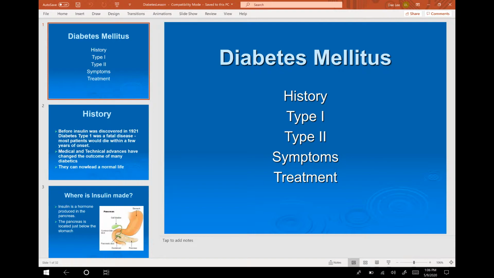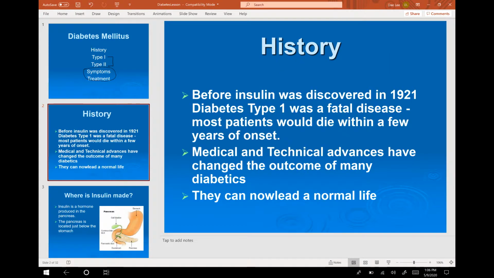There's two different types, type 1 and 2. And we're not going to really go too far into the symptoms and treatment because it can get a little complicated. Remember, this is just an introduction. So, history. As you can see from the slide, just reading along. Before insulin was discovered in 1921, diabetes type 1 was a fatal disease. Most patients would die within a few years of onset.